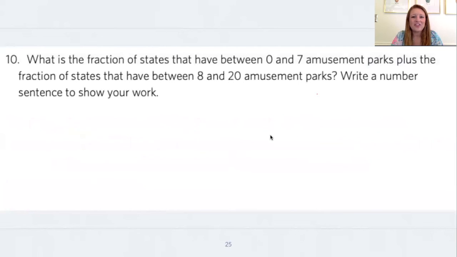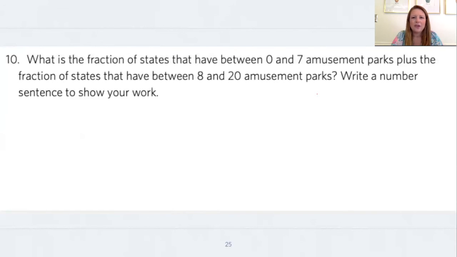Now, what's the fraction of the states that have between 0 and 7 amusement parks plus the fraction of states that have between 8 and 20 amusement parks? Write a number sentence to show your work. Remember, a number sentence sounds kind of like this: something plus something equals something. So think about what you're going to be adding together. This is a really advanced question for you guys.